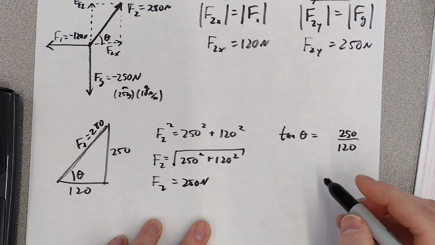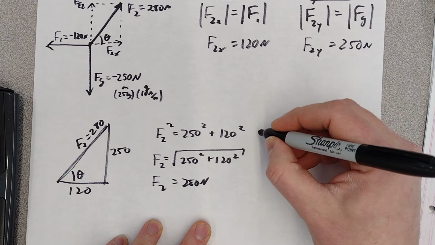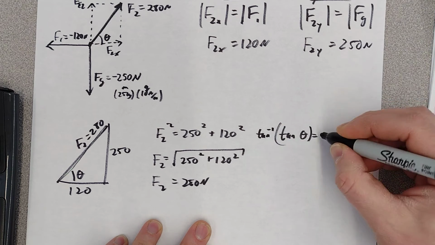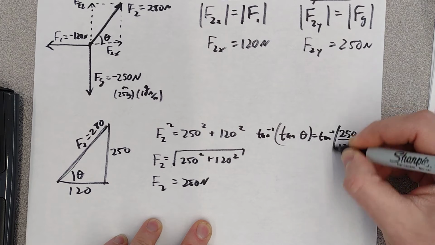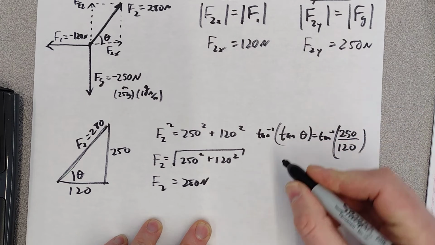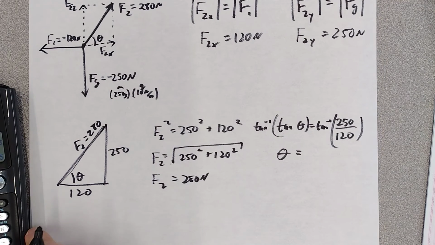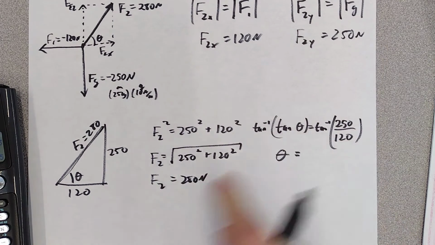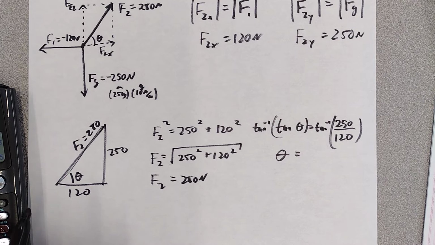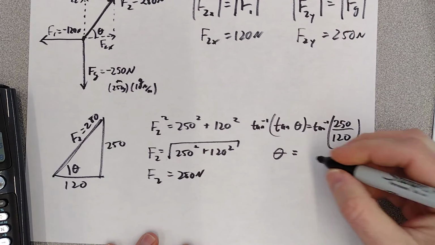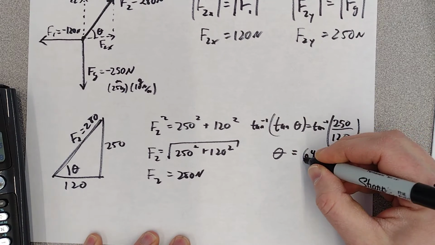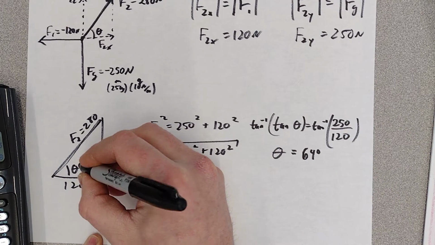Now, how do we solve for theta? We take the tan inverse of both sides. Hopefully you remember that. And tan inverse of tan gives us theta. Sometimes people call it the tanverse. The tanverse of 250 over 120. That's kind of an inside joke. I think somebody in class once said it that way, and it was kind of funny, and we've stuck with it. 64 degrees.